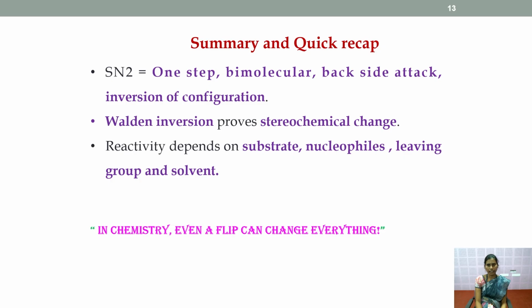To summarize and quickly recap, SN2 reaction follows a one step mechanism. It is a bimolecular reaction. Backside attack is the only possibility, which gives inversion of the configuration. Walden inversion proves the stereochemistry of the SN2 reaction. Reactivity depends on the substrate, nucleophile, leaving group and the solvent.